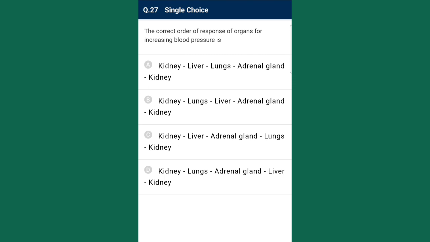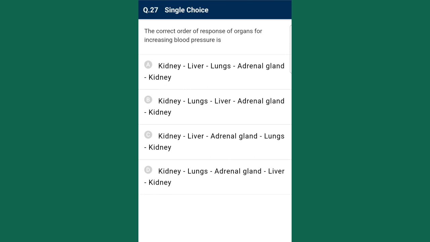Question number 27. The correct order of response of organs for increasing blood pressure. In response to decrease in blood pressure or GFR, the kidney releases renin. Renin acts on the liver and converts angiotensinogen into angiotensin 1. In the lungs, angiotensin 1 is converted into angiotensin 2.